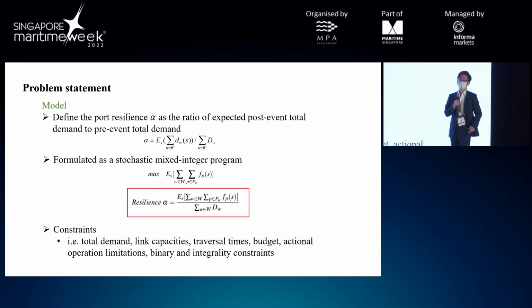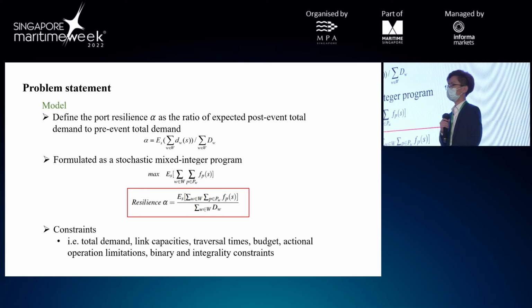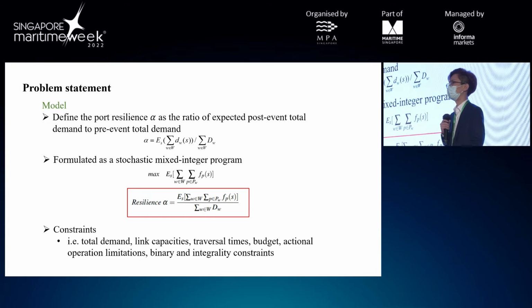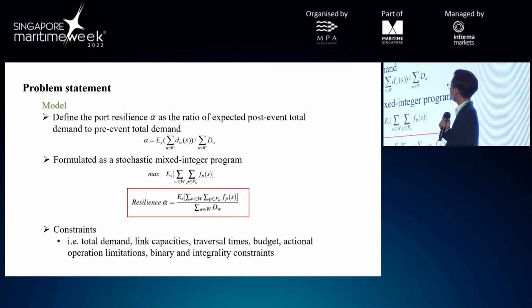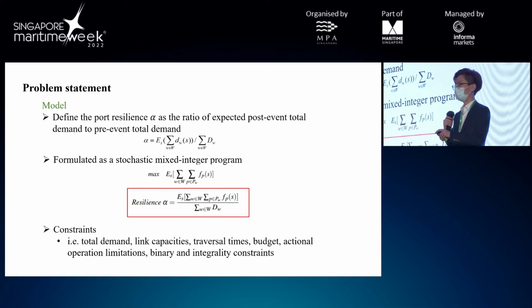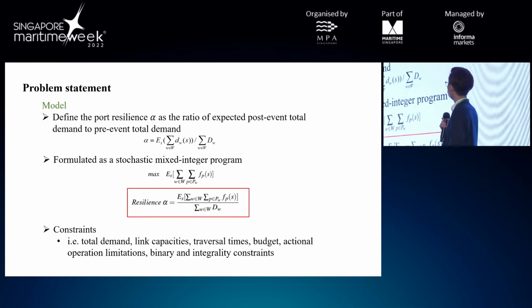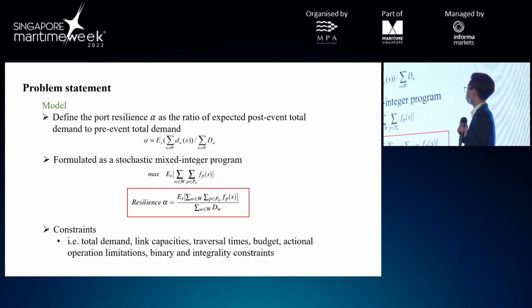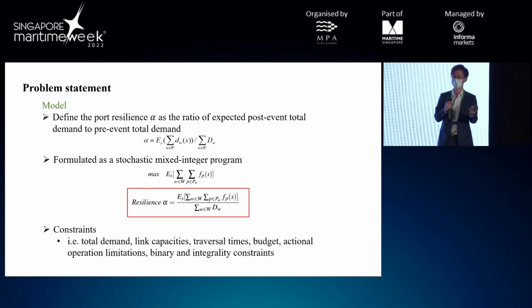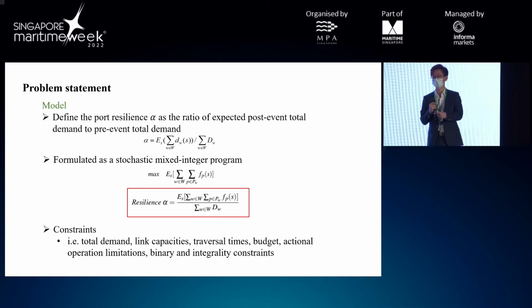Like I mentioned before, I want to have a performance index to well describe the performance under different disruptive scenarios. So I defined the so-called port resilience alpha as the ratio of the expected post-event total demand and pre-event total demand. The general problem is formulated as a two-stage stochastic mixed integer program. The first stage is the preparedness, and the second stage is the after-event, post-event activities.